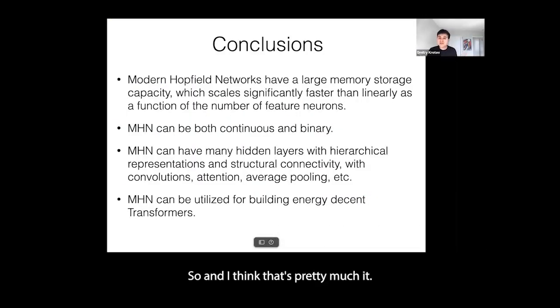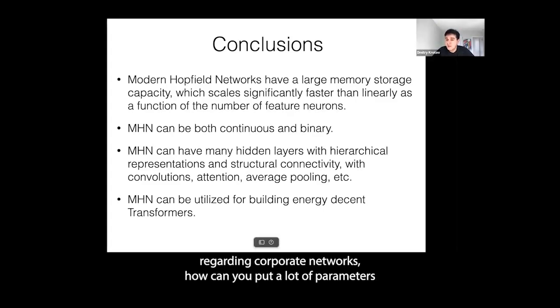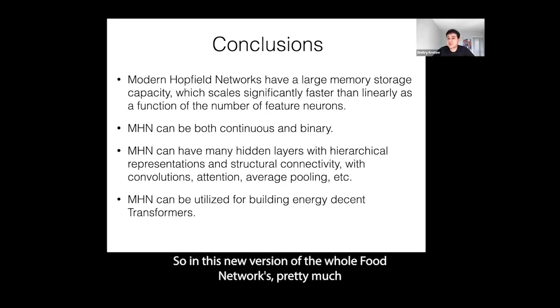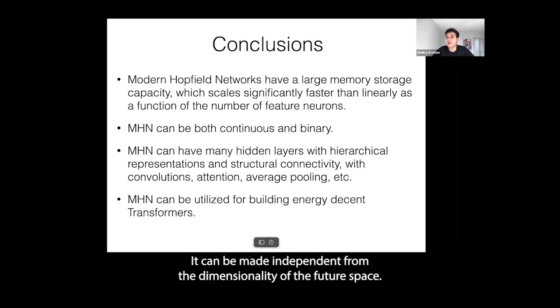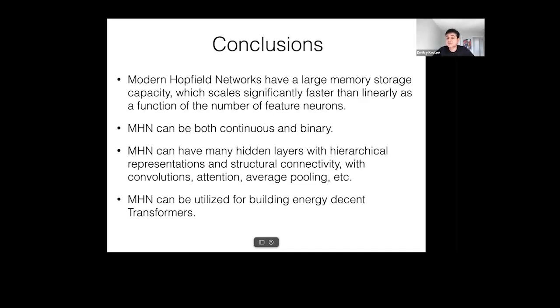Okay, and I think that's pretty much it. I'm going to jump to my conclusions. The first thing that I want to say again is that the long-standing problem regarding Hopfield networks, how you can store a lot of memories given a fixed dimensionality of the feature space, is solved. In these new versions of the Hopfield networks, the amount of information that you store in them can be made independent of the dimensionality of the feature space. So you have some freedom. They can be continuous, they can be binary. It's your choice. Again, there are networks of both natures.